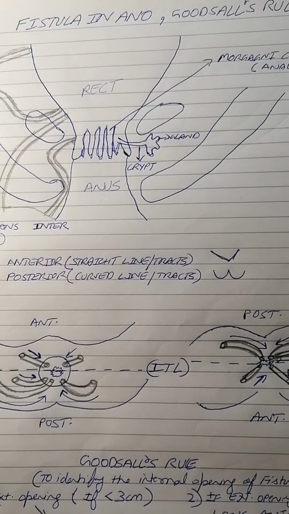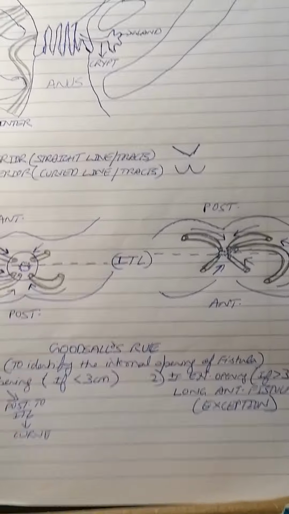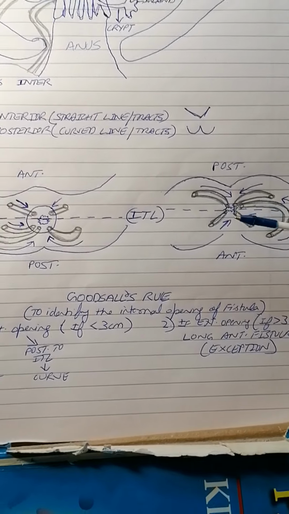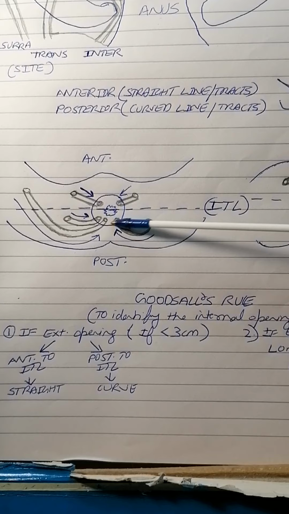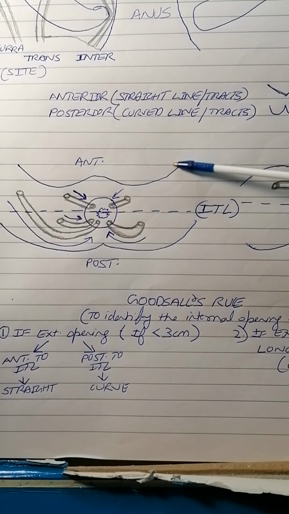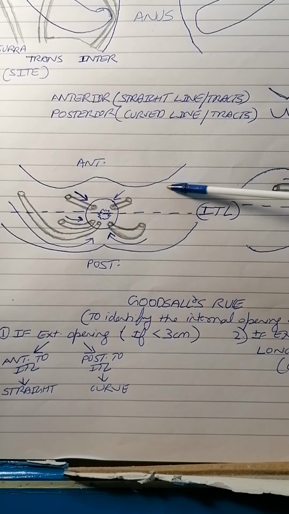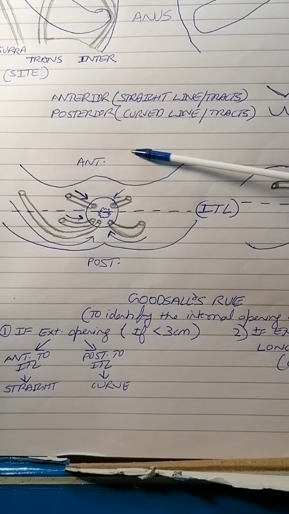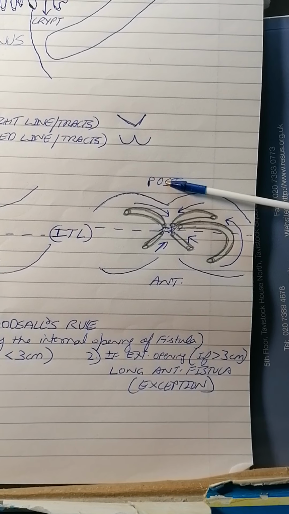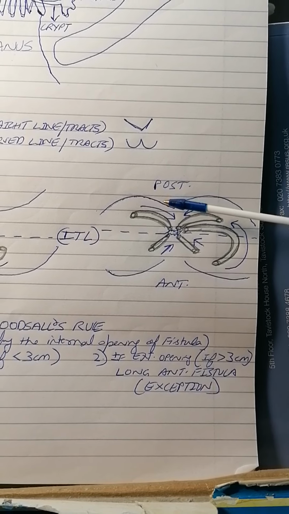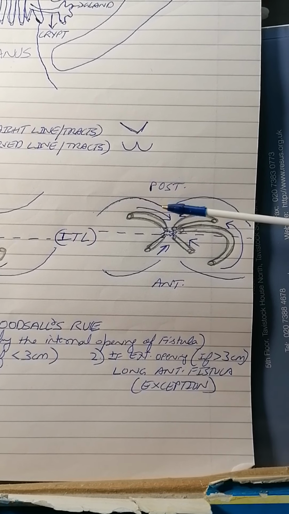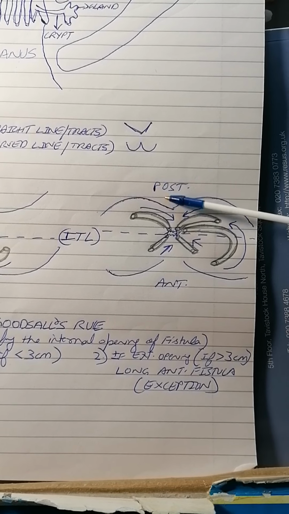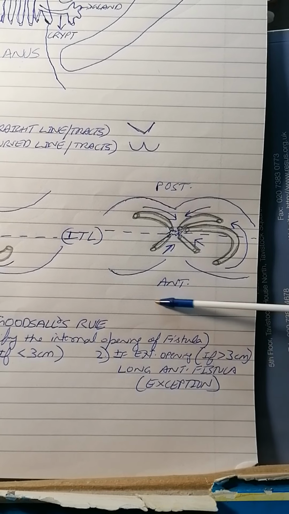All right, so let's talk about Goodsall's rule. Here's Goodsall's rule. Here you can see I've drawn two diagrams. Here's your anus, in a supine position of the patient. Here's the patient's back, and here is his abdomen, and this is a kind of prone position. This one is the patient's posterior part, his or her back, and this one is the anterior part of the patient.